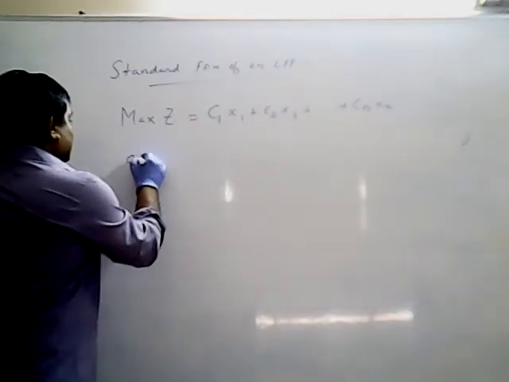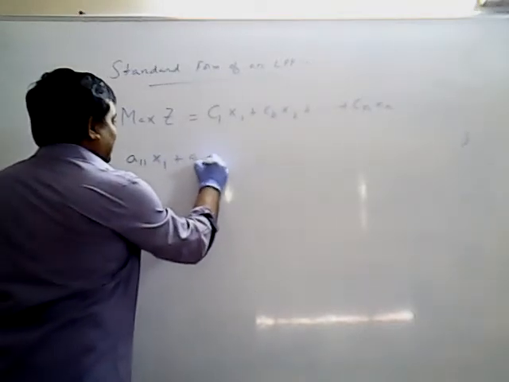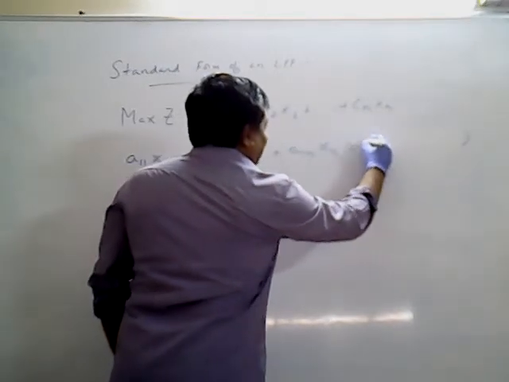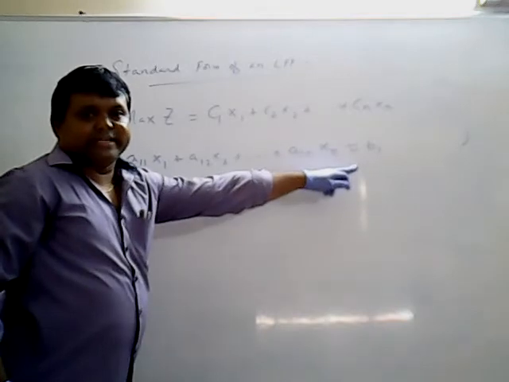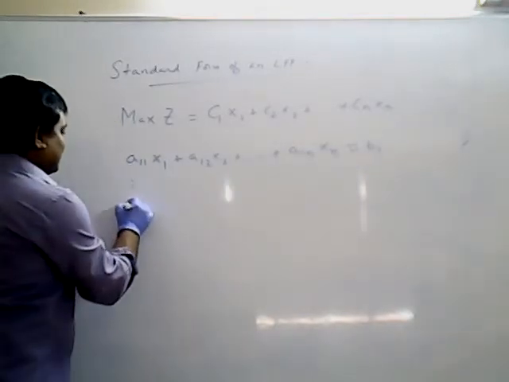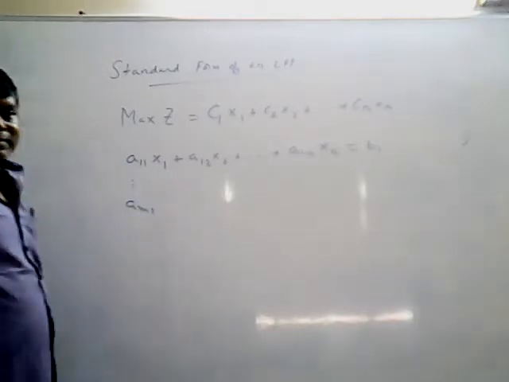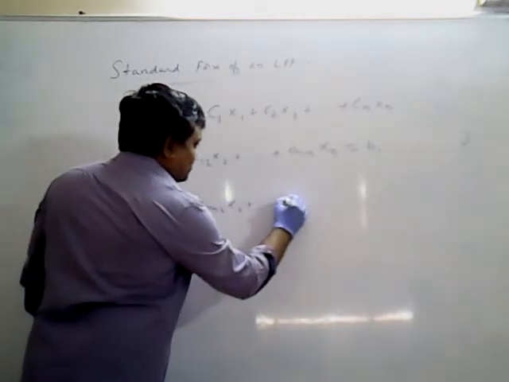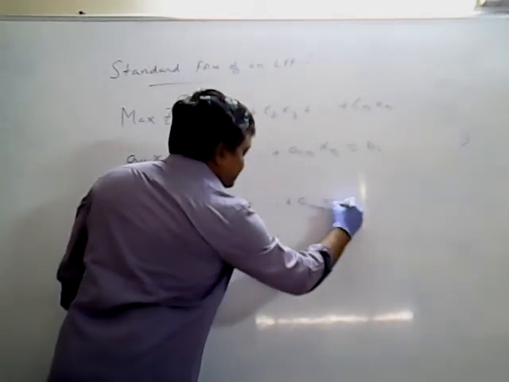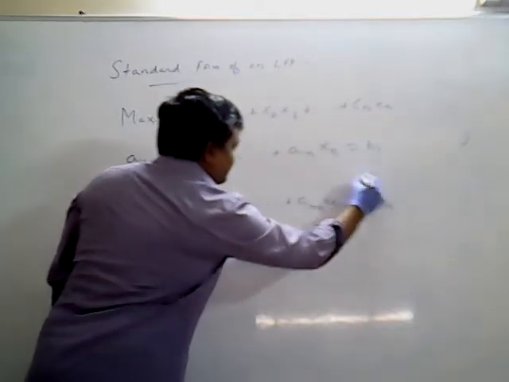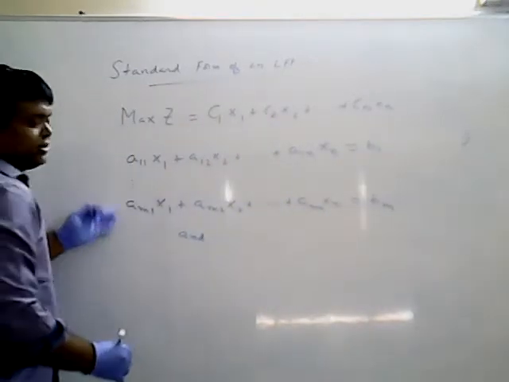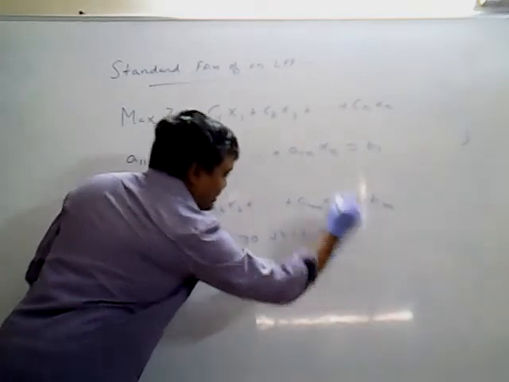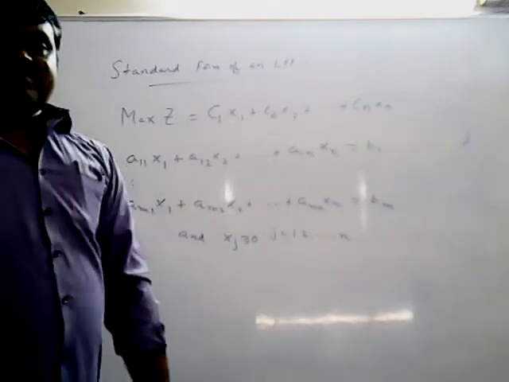So what are the constraints? a11 x1 plus a12 x2 plus so on a1n xn is equal to b1. Only equality type you will get. Similarly, what is the last constraint? Just now we have discussed, generally am1 x1 plus am2 x2 plus so on amn xn is equal to bm. And constraints are completed now. And xj greater than equal to 0, j equal to 1 to n.